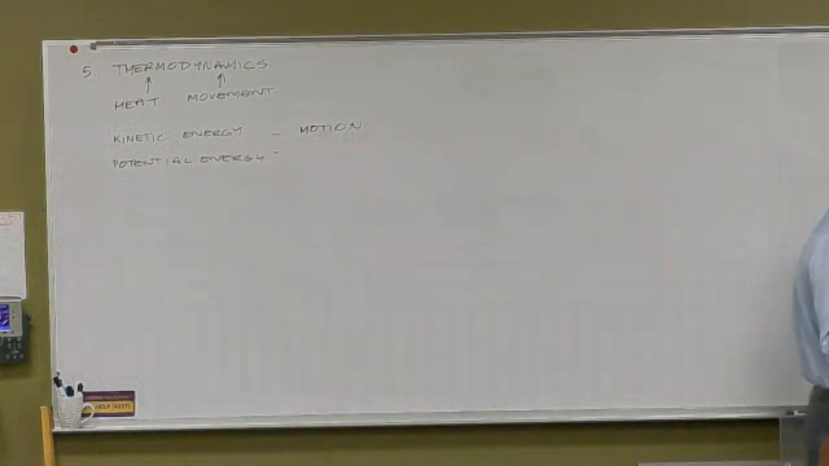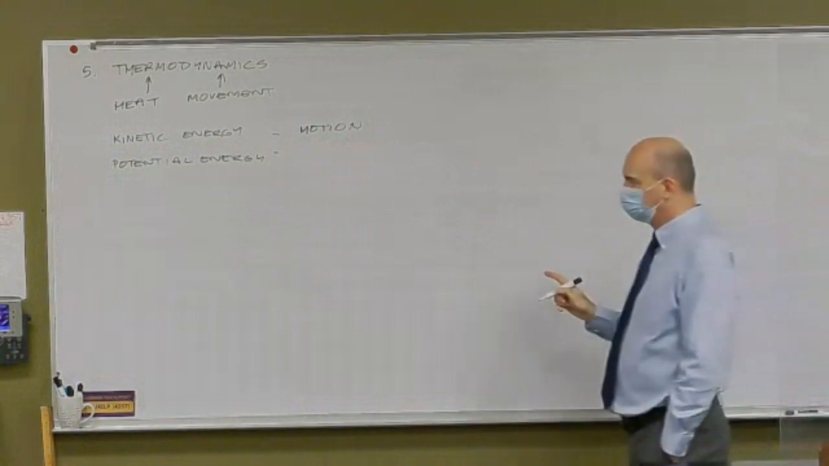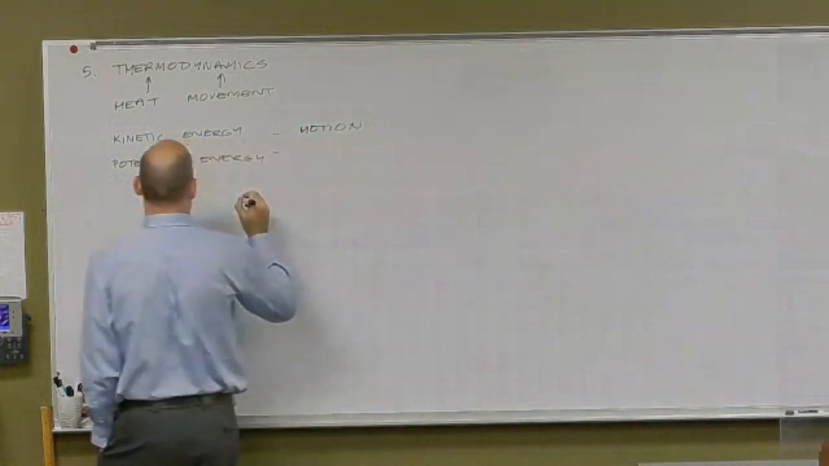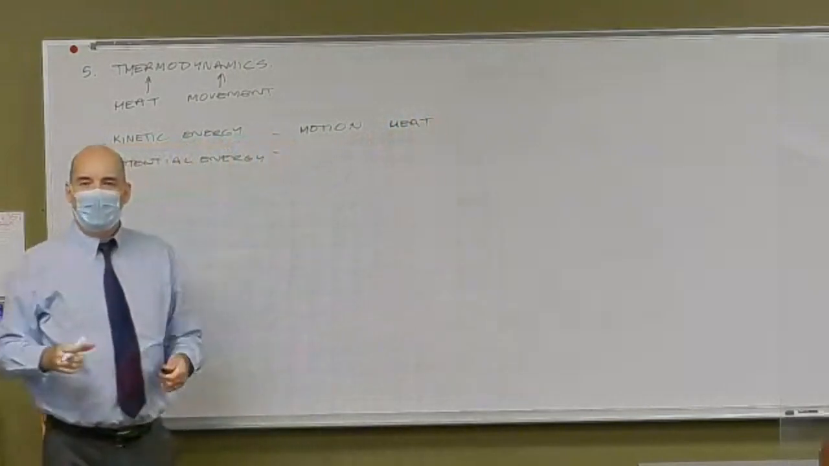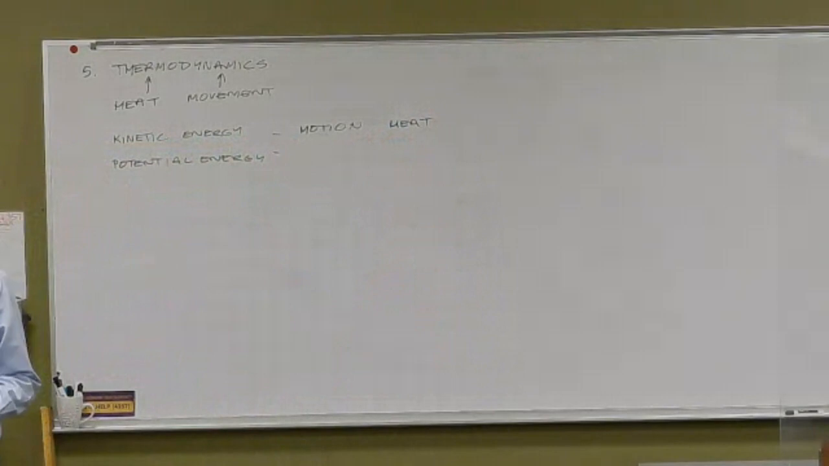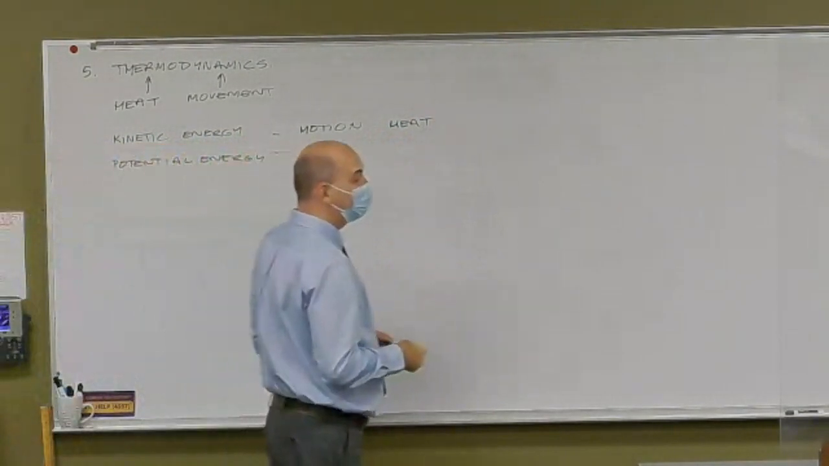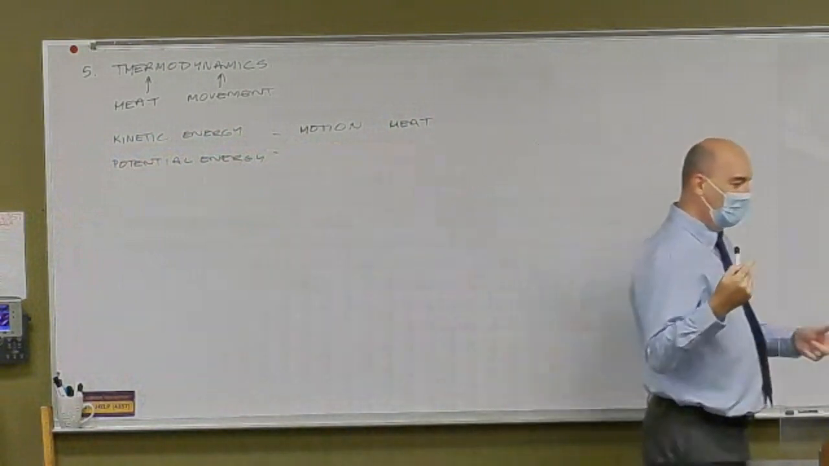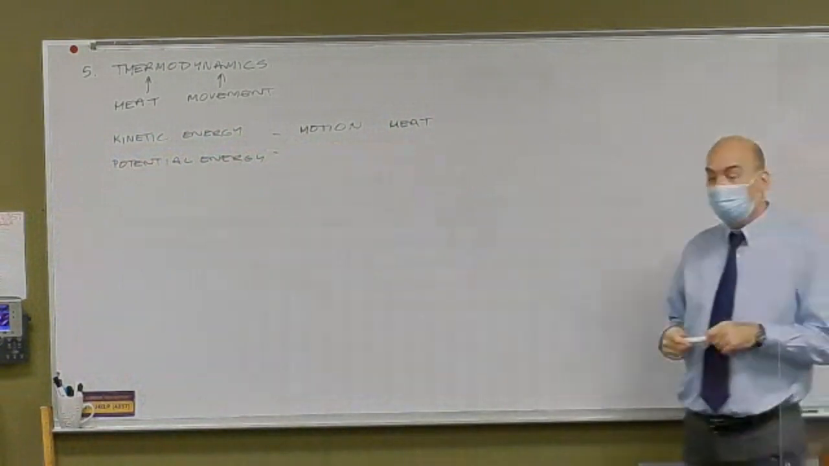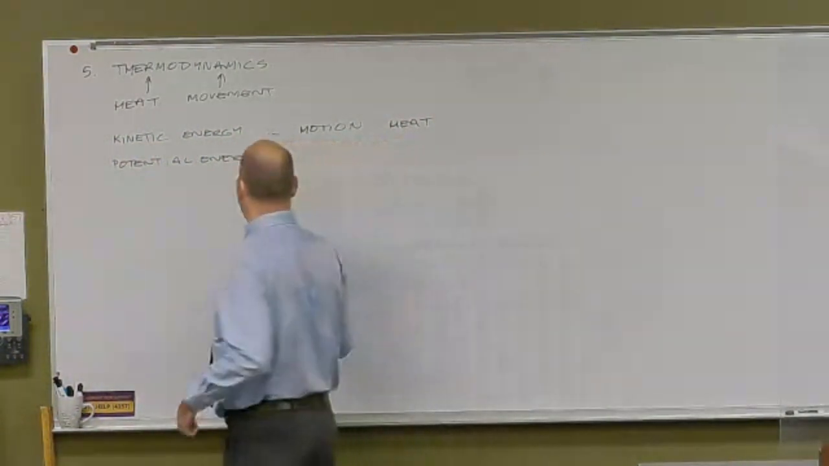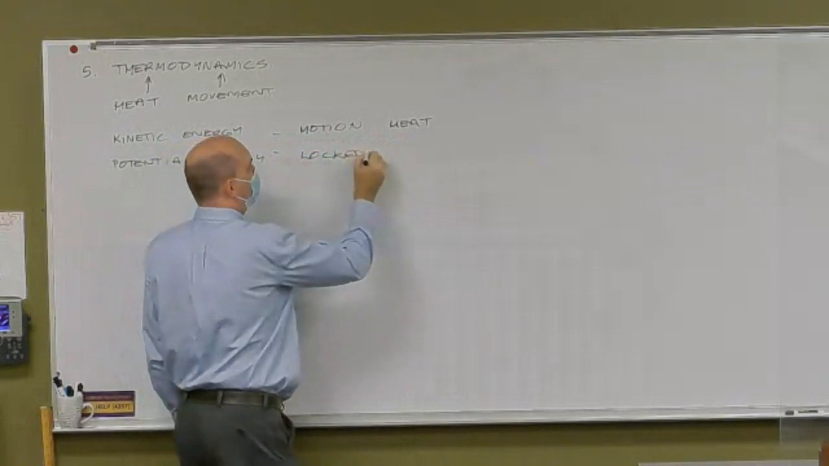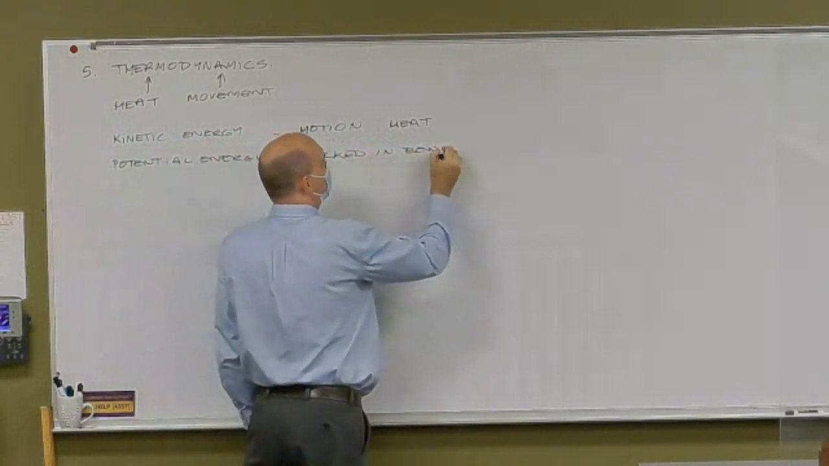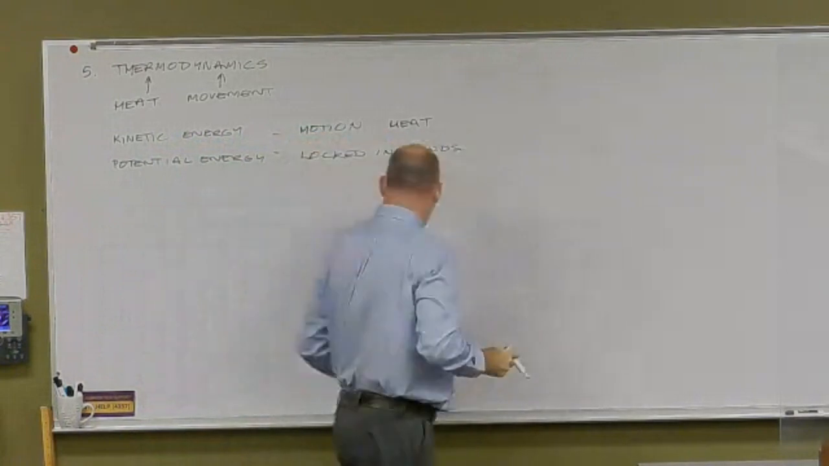Kinetic energy is still the energy associated with motion. Heat energy puts our particles, our atoms, gases, molecules, whatever it is that we're looking at, into motion. So that kinetic energy is associated with heat. Potential energy is locked into chemical bonds.